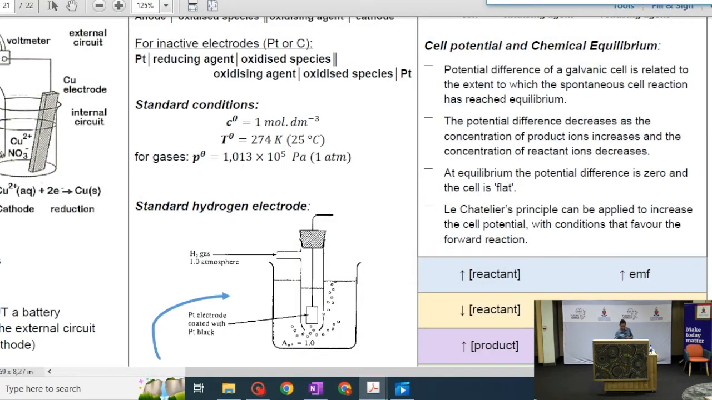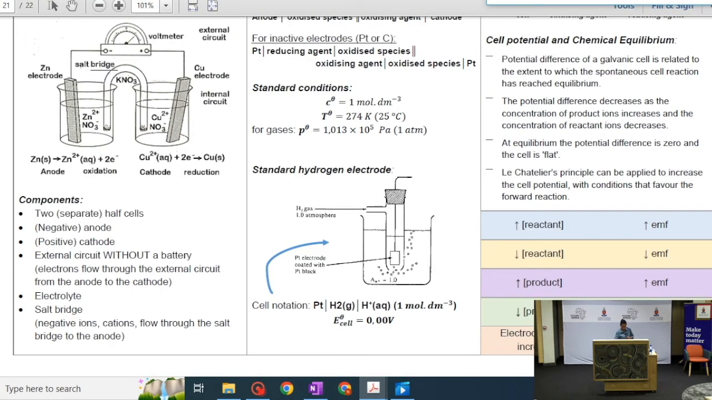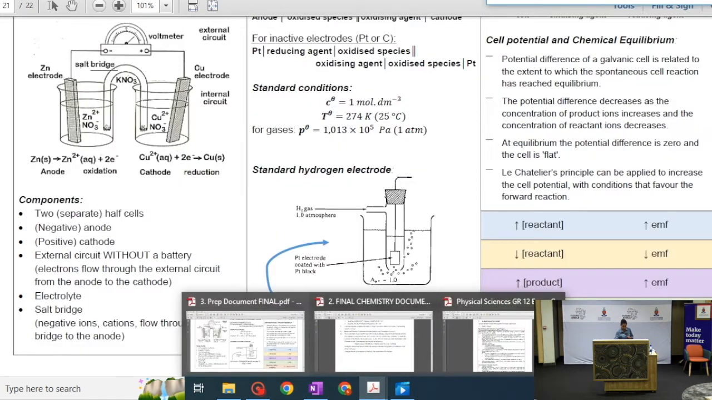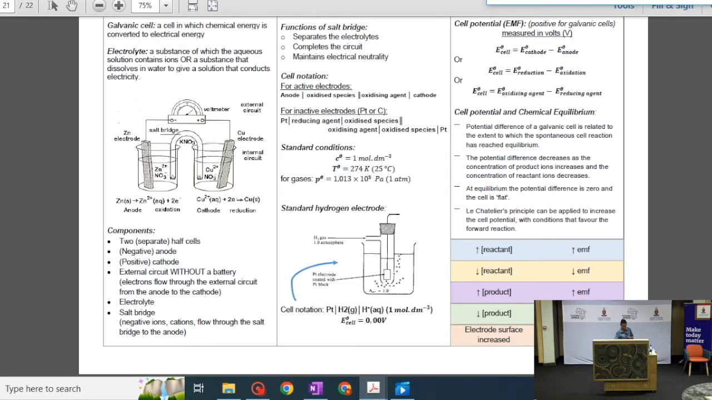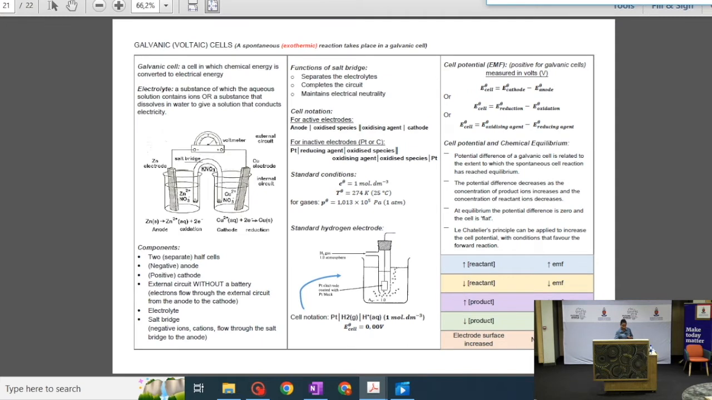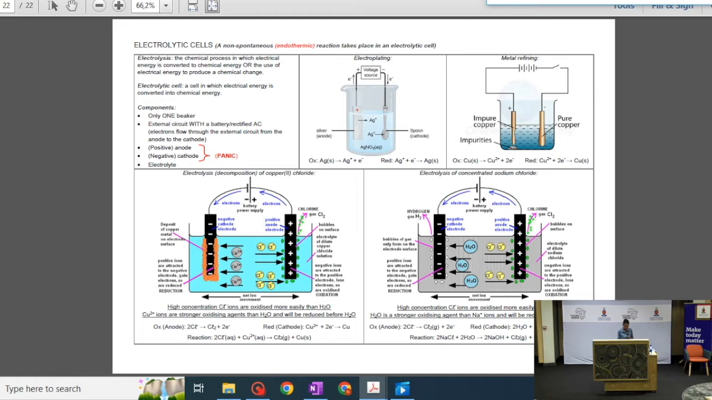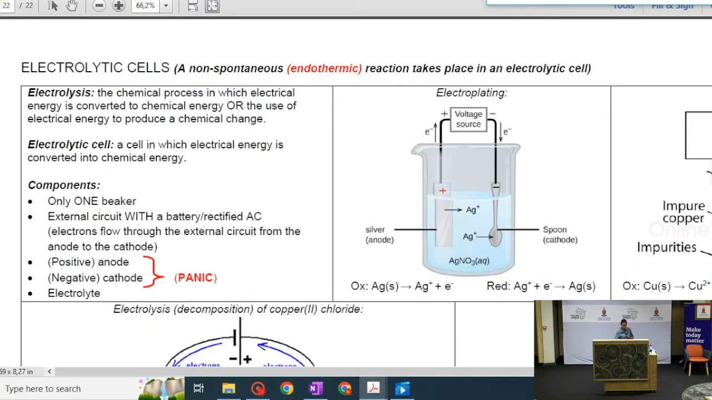In your summary notes, there are a few things we need to correct. So before you get started, here is the first page on galvanic cells. Maybe some of you have already identified the mistakes. I hope so. And then here is the next one. Are you all familiar with PANIC? Anyone who's not in my class familiar with PANIC?